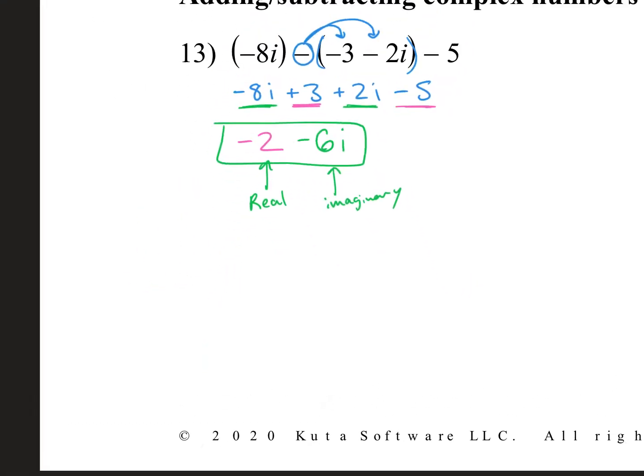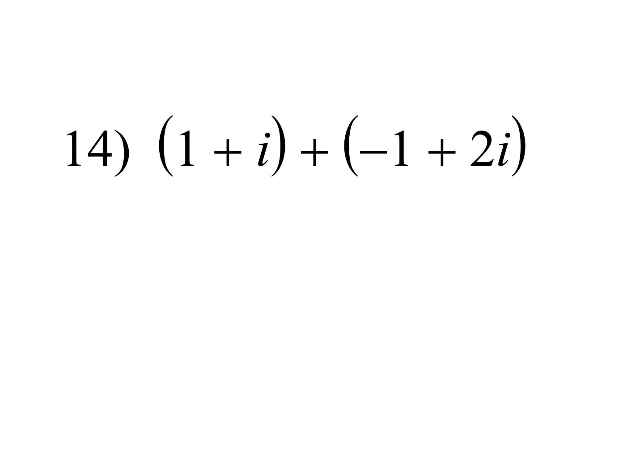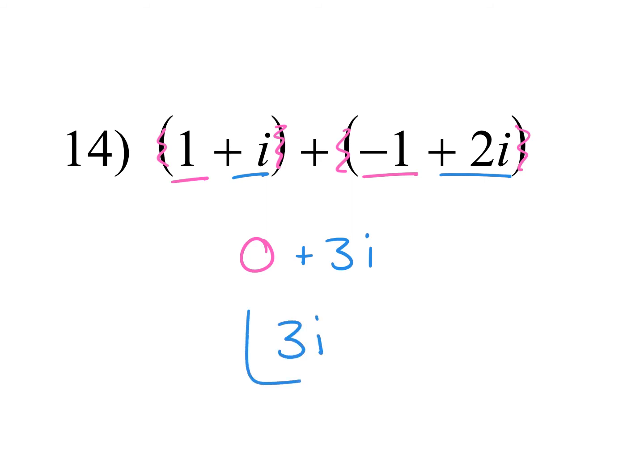All right, 14, we're adding. So what can I do with the parentheses when we're adding? We just get rid of them. We don't need them. So what are my real numbers? What's 1 minus 1? 0. And then what are my imaginary numbers? So it's i plus 2i. 3i. You don't need to keep the 0, so it would just be 3i as our answer.